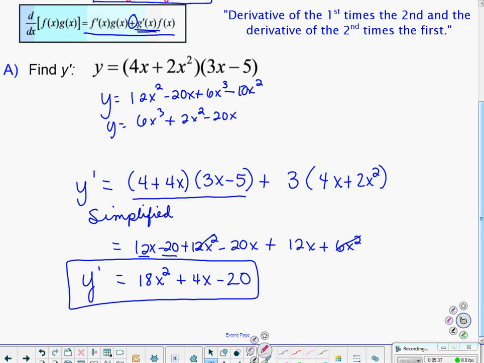And now, that's what we did in section 2, when all we knew was the power rule. So we powered through with the power rule, and that was our derivative. Notice that that is identical to what we got when we used the product rule.